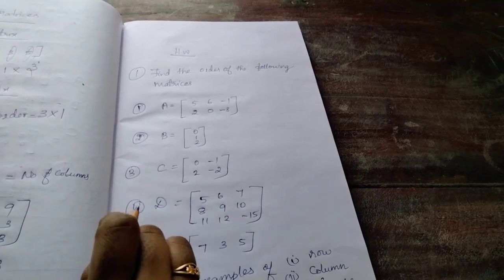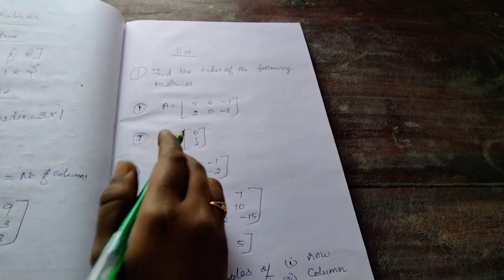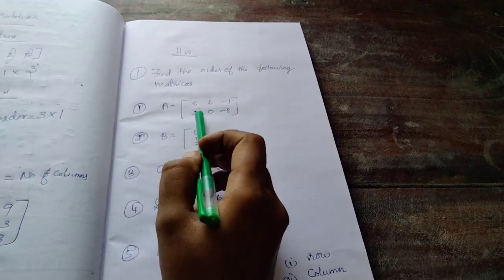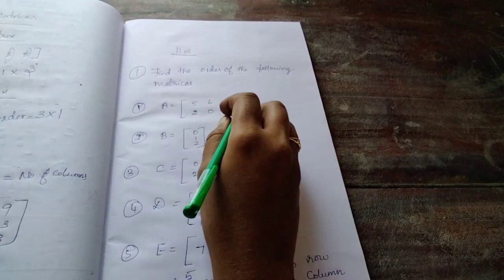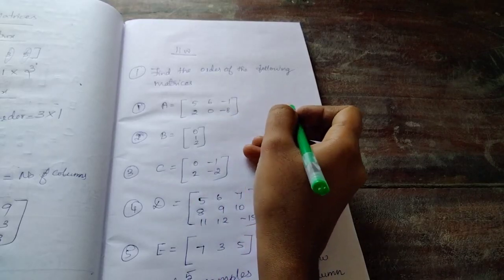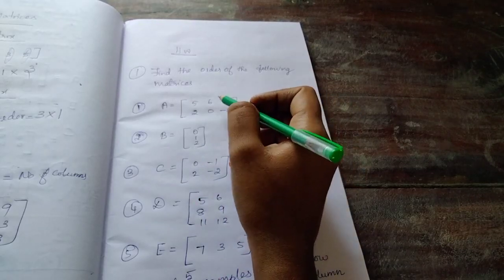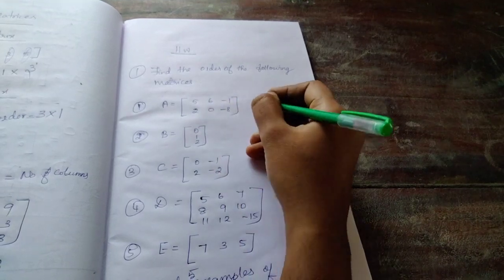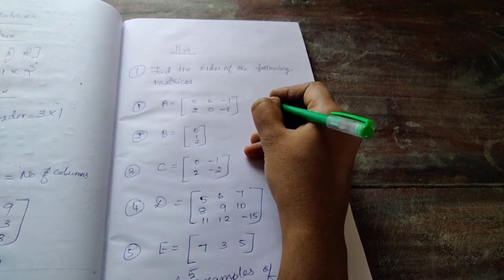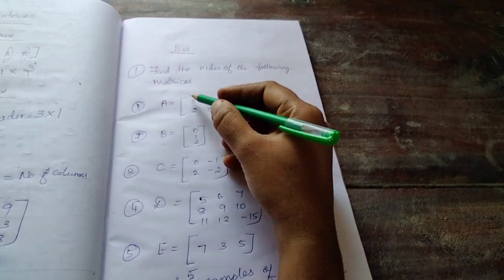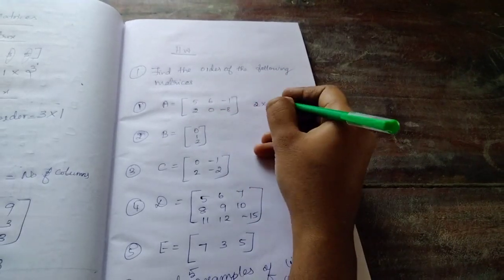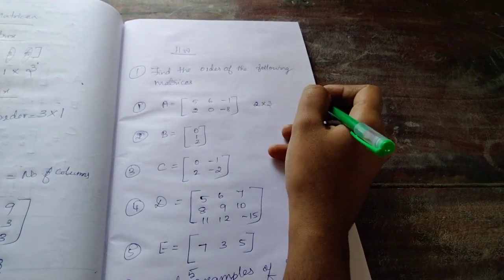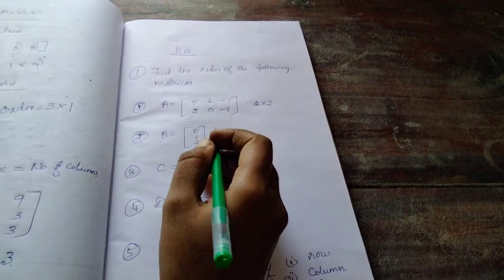Listen. Find the order of the following matrices. For the first question, A is equal to 5, 6, minus 1, 2, 0, minus 8. How many rows here? 1, 2. So, 2 rows. The order you have to write is first the number of rows, then the number of columns. 2 rows by how many columns? First column, second column, third column. So 3 columns. The answer is 2 by 3. You should read it as 2 by 3, not 2 into 3. Got it, students? Now come to the second one.